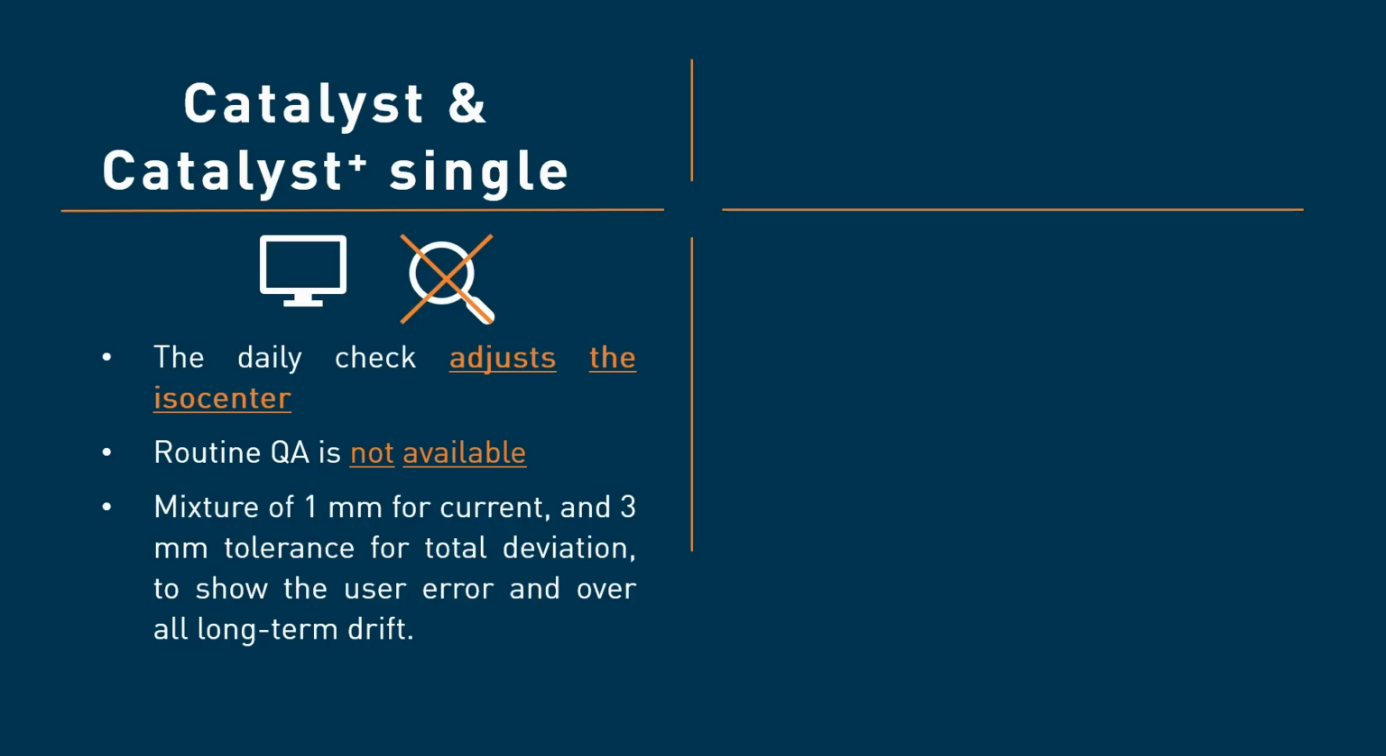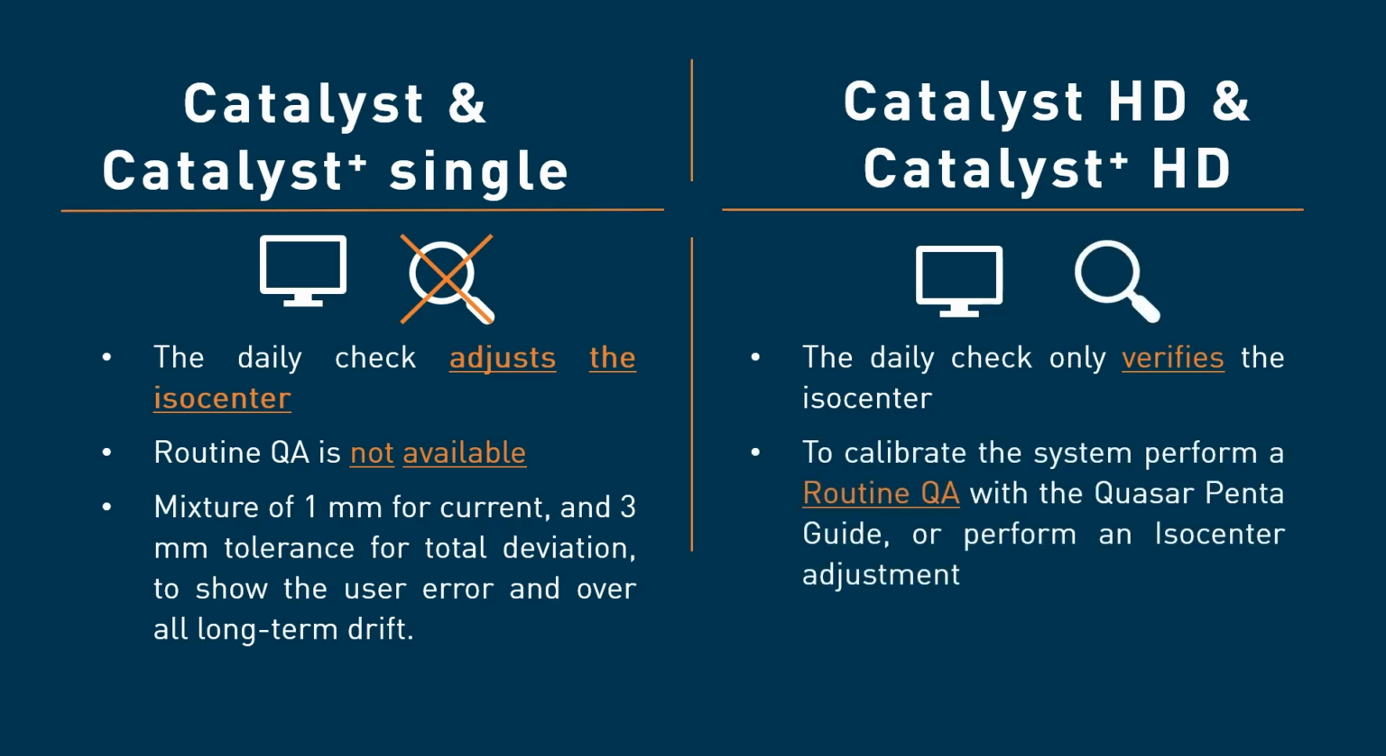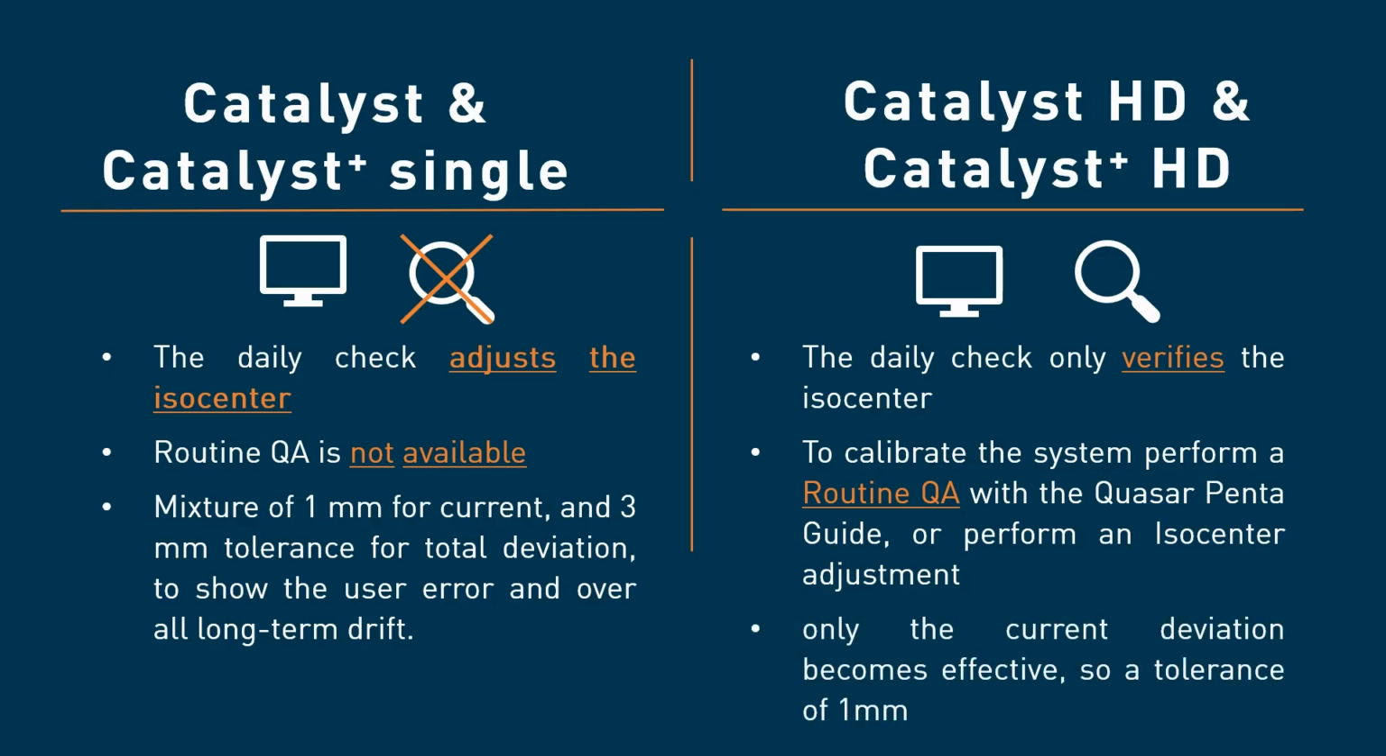And again, for all Catalyst HD systems, the active daily check tolerance is 1 mm, and the Isocenter is not adjusted daily, but only verified. If you want or need to adjust the Isocenter, perform an Isocenter adjustment or a routine QA, if you own the Penta guide. For both, you need to log in with administrator level. If you do not see the option for the routine QA, that's the magnifying glass button next to the daily check, please contact CRUD support to help you activating this.